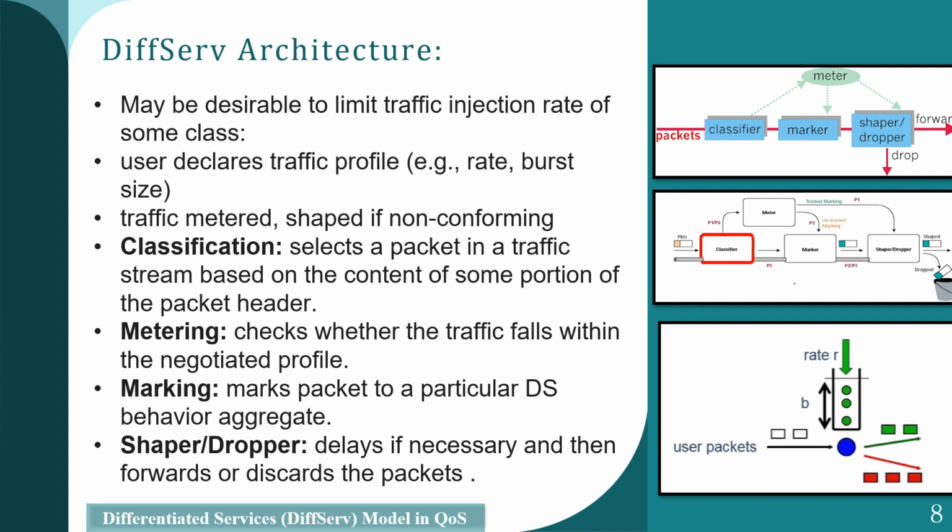It means that the packet first of all goes through the classifiers, then some of the packets will go to the meters, and some of the packets will go to the markers. The trusted marking packets go directly to the shaper and dropper, and untrusted marking packets will go to the meters, and both the meters' and the markers' packets will go to the shapers and droppers.